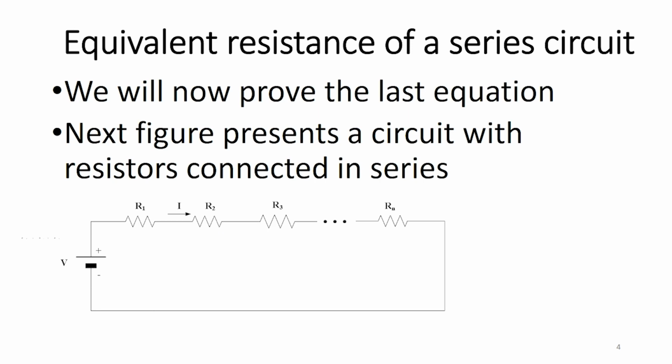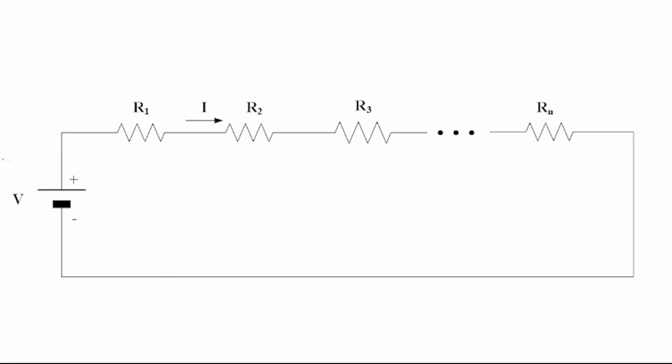The next figure presents a circuit with resistors connected in series. We have a source voltage V and resistors R1 to Rn. The same current I flows through each resistor. The voltage drop across each resistor equals the product of the current and its specific resistance. For example, the voltage drop across R1 is VR1 equals I times R1.